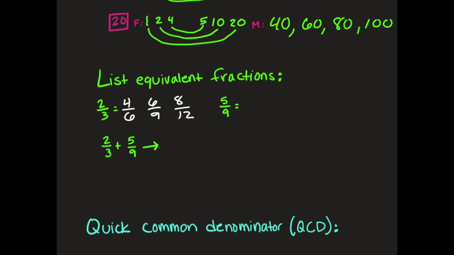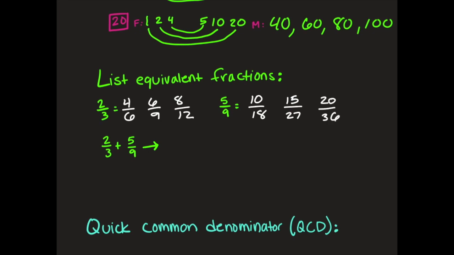I'm going to do the same for 5/9 now. Multiply the top by 2, I have 10. Multiply the bottom by 2, 18. Multiply the top by 3, 15. The bottom by 3, 27. The top by 4, the bottom by 4.